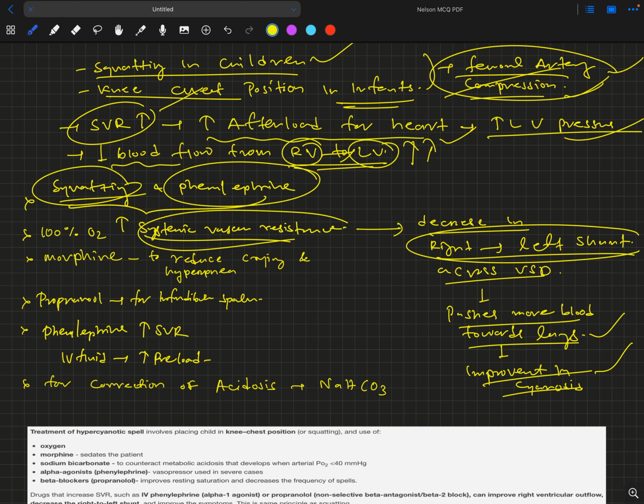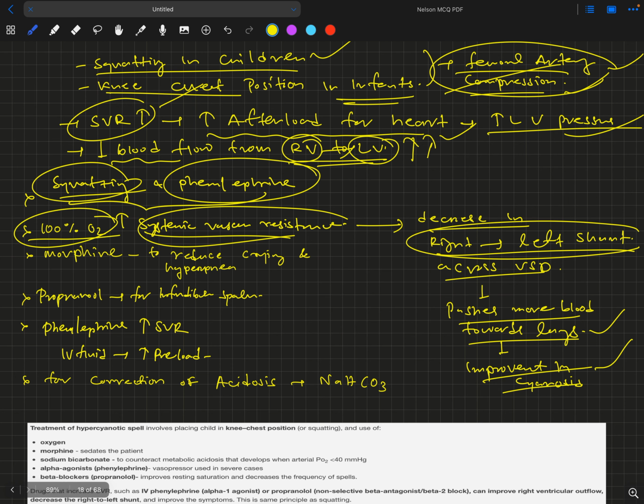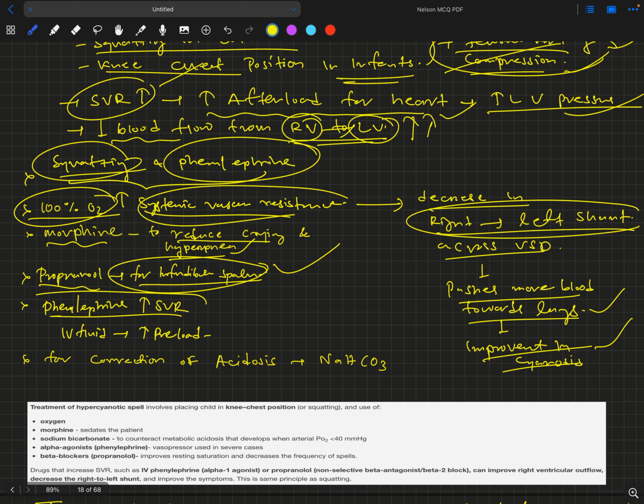What is the management of this condition, that is, a cyanotic spell or TET spell? We give 100% O2 and morphine. Morphine is used to reduce crying and hyperpnea. Propranolol is used for infundibular spasm; it is a beta blocker. And phenylephrine increases systemic vascular resistance. When systemic vascular resistance is increased, there will be less right to left shunt, more blood will enter the lungs, and there will be improvement in cyanosis.